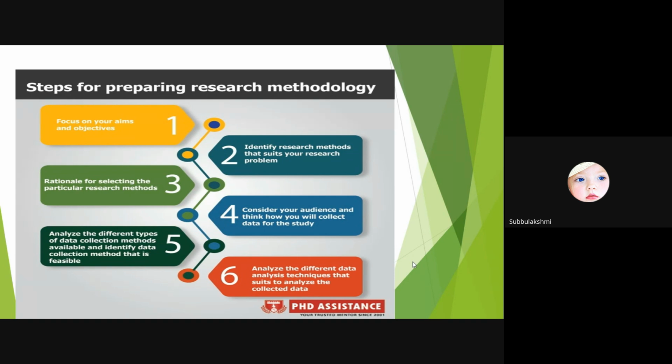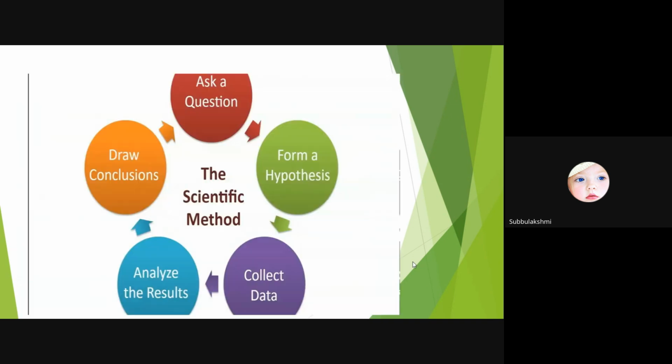So how are we going to prepare the questionnaire? What are all those questions that we should include? So like this, we have so many criteria. The last one is we analyze the different data. Whatever data we have received and collected and analyzed, we have to correlate with the other analysis that is being done. Ask the question, scientific method. The scientific method comes from the top: ask a question, form a hypothesis, collect data, analyze, then draw conclusion.